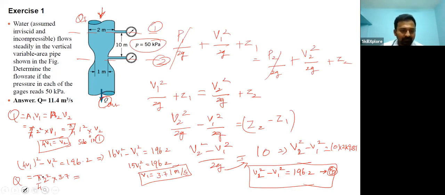Okay, so by solving this, we can get that this is 2 square by 4, and this 4 gets cancelled, and you will get the value of around 11.6 or 11.7 meter cube per second, approximately 11.4. This is the answer. Okay, so by solving this, we can do that.